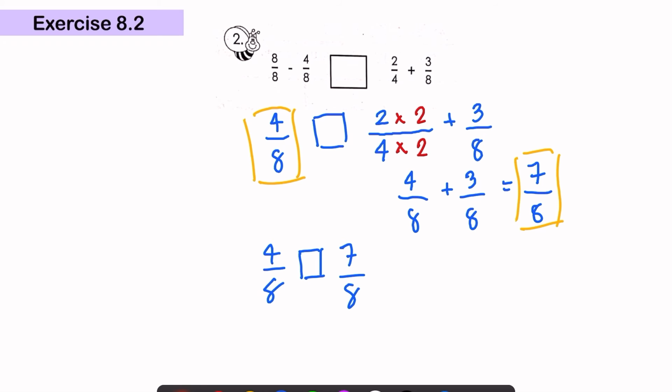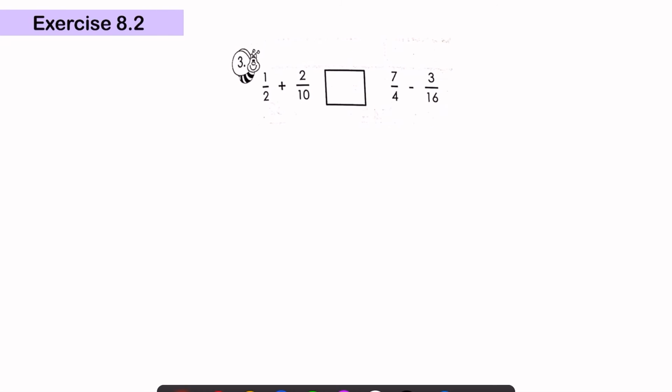Now, can you tell me? Is 4 less than or greater than 7? Okay, less than. Very good. So this is the answer. Less than. And now let's take a look at number 3.